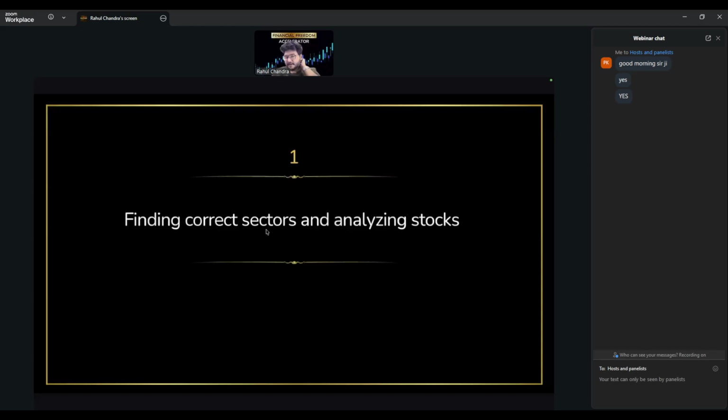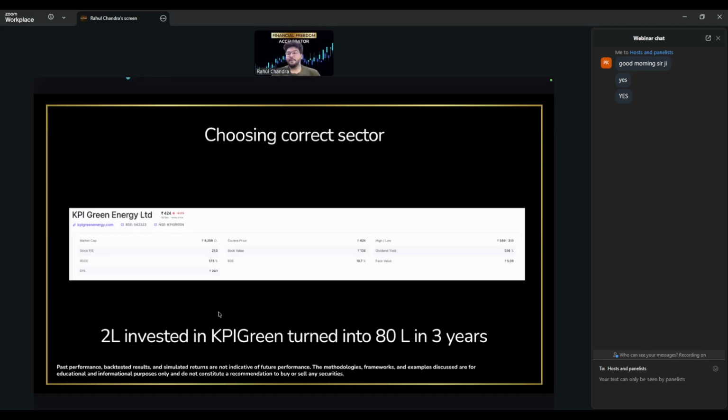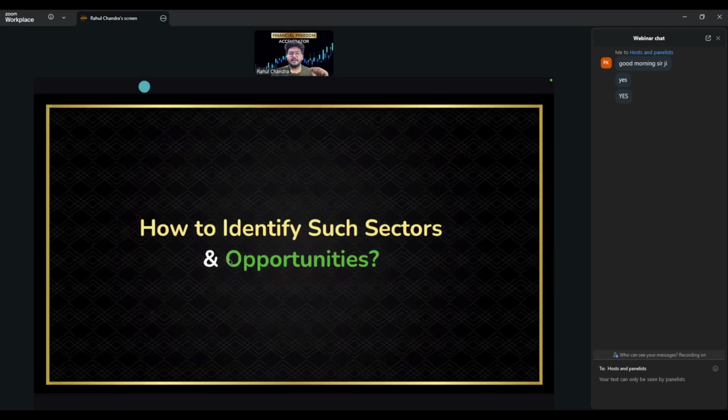That is the first checklist that I want to share, right? For example, how important choosing a correct sector is, like 2 lakhs invested in KPI Green turned into 80 lakhs in 3 years. Okay. And renewable energy had been the talk of the town, everything. And the right industry at the right time can make a lot of difference. But the next question is, like, you know what? That's great. But how do we also identify such sectors and opportunities? Is that the next immediate question?